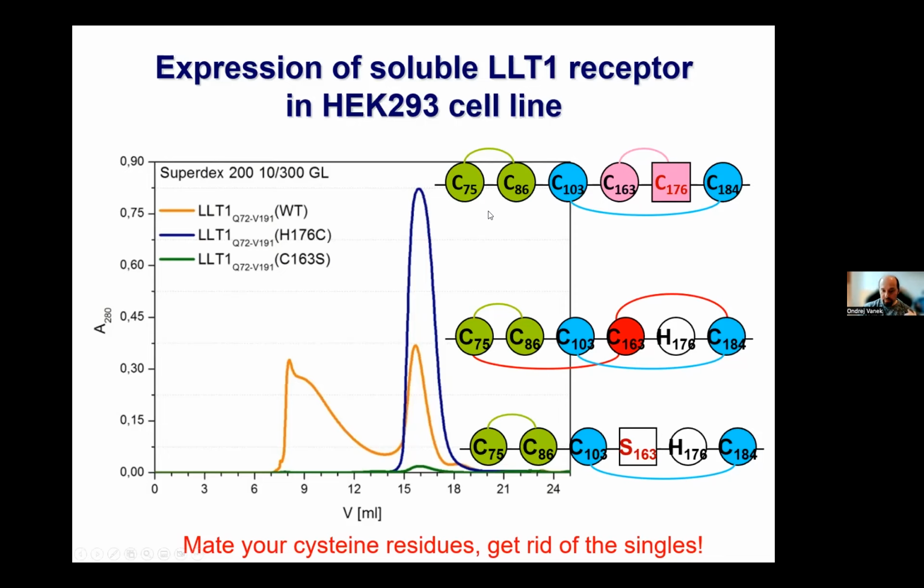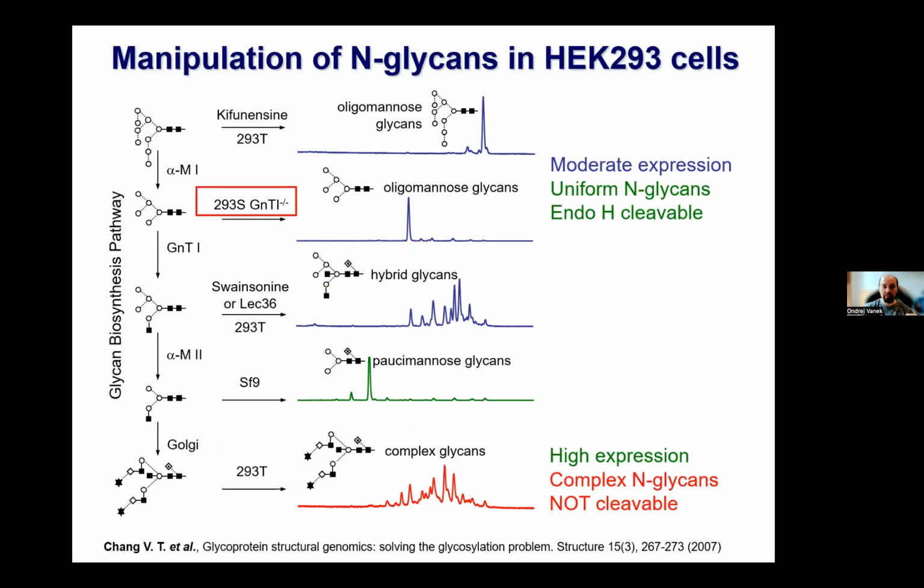So our take-home message for ourselves was that in our protein constructs, we should take care and mate our cysteine residues. Another important step was to learn how to produce these proteins in the 293 cell line, and especially taking care about the proper glycosylation profile to enable crystallization and structural studies. With help from Instruct, and I will be mentioning Instruct quite a lot during the presentation, because it really helped during the work and over the years.